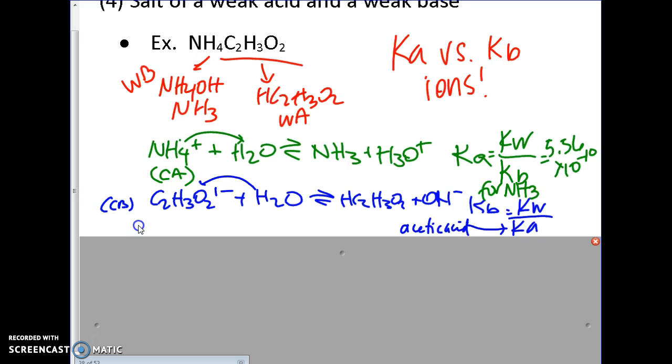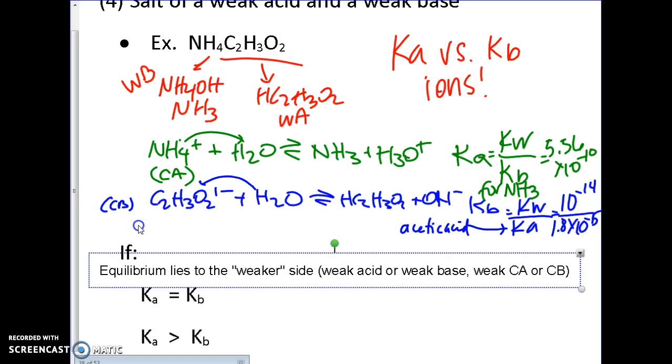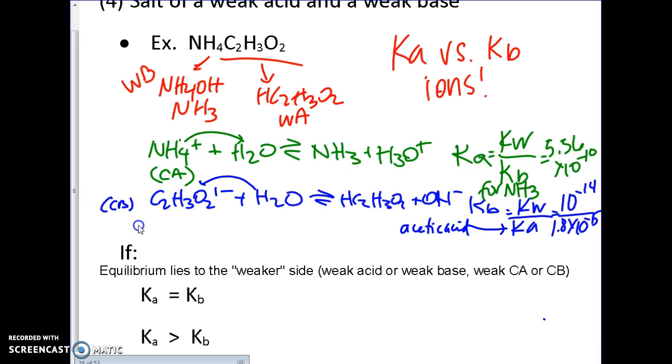We have actually used the Ka for acetic acid before, so I'll write it up here for you: 10 to the negative 14th divided by the Ka for acetic acid, which is 1.8 times 10 to the negative 5th. And when we do that math, you're going to see that the K values are the same. So Kb, when you divide, is 5.56 times 10 to the negative 10. That's very rare to see, but in this case we do. We see the Kb for acetate and the Ka for ammonium to be the same.